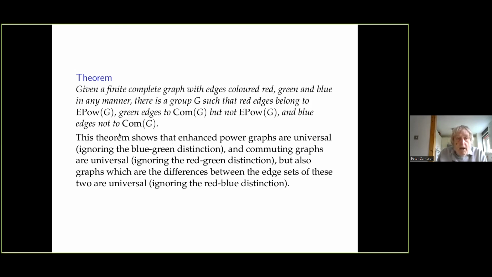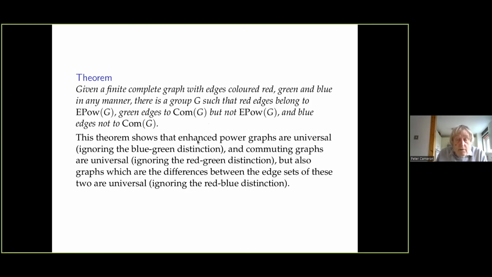And so as a consequence of that theorem, you see that enhanced power graphs are universal, because if you forget about the difference between green and blue, just look at the red edges. They're the ones that go into the enhanced power graph. The commuting graphs are universal. If you identify red and green, then those edges belong to the commuting graph.